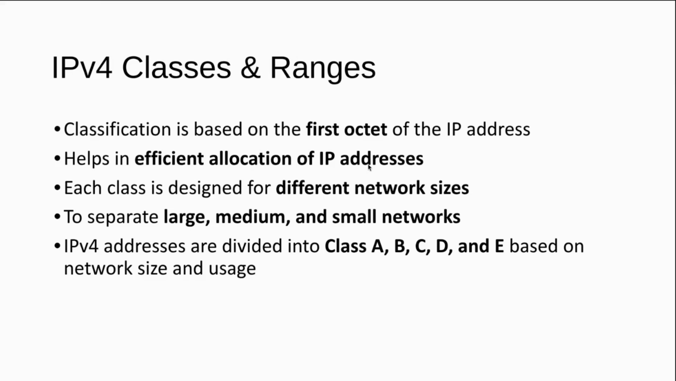And IPv4 classes and ranges. It is classified based on the first octet of the IP address, which helps in efficient allocation of IP addresses. Each class is designed for different network sizes to separate large, medium, and small networks. IPv4 is divided into several classes such as Class A, Class B, Class C, Class D, and Class E based on network size and usage.